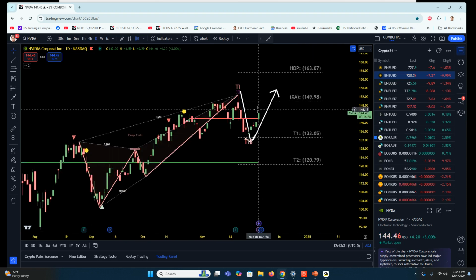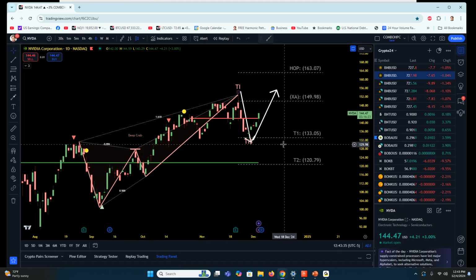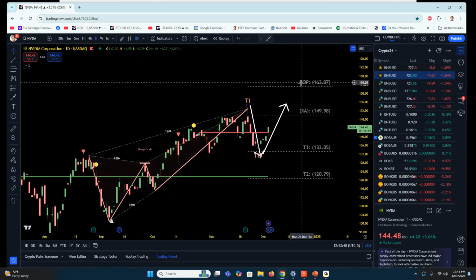Okay, just get in the habit of recognizing T1 reaction. That's it. And this is the framework: reaction, return, reversal.